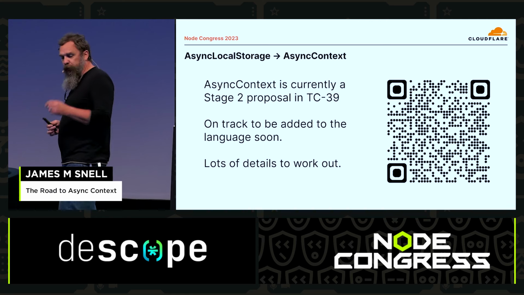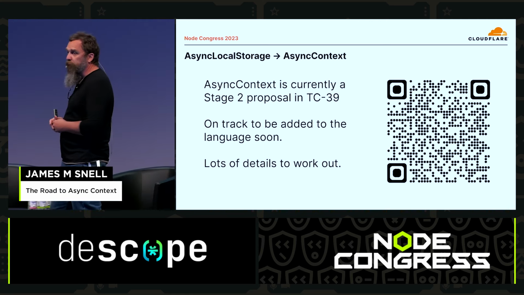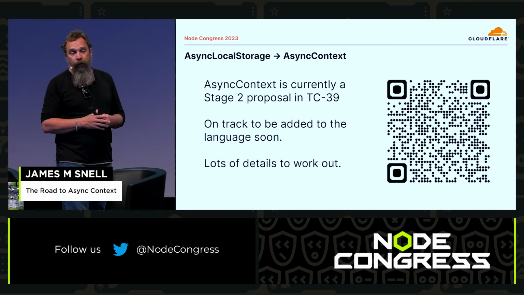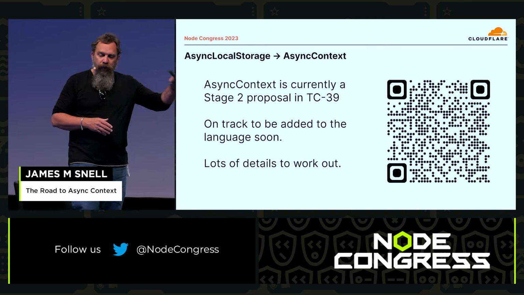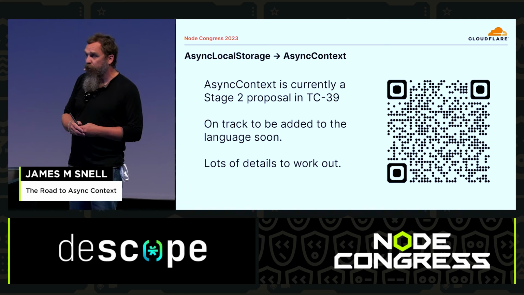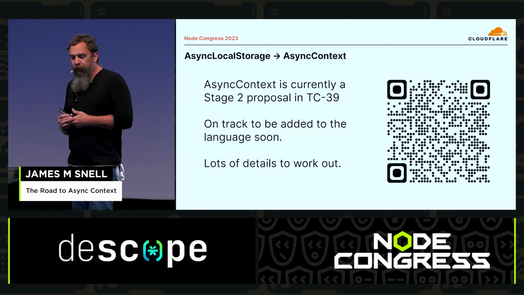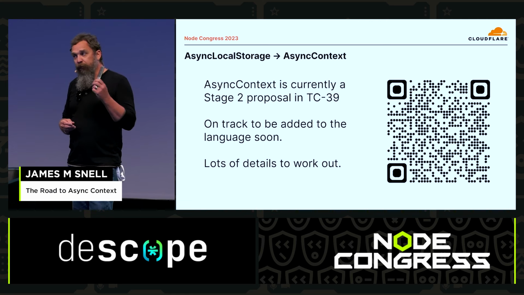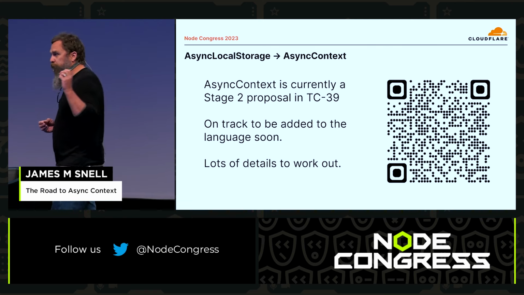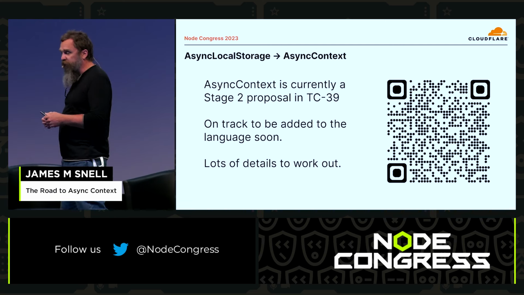The QR code sends you to the GitHub repository where this proposal is being worked on. It is in active development right now. It's at stage 2. It is expected to go to stage 3 a little bit later this year. There are a lot of unanswered questions, things that they're still working through. Most of the API, though, is stable. But it is on track to be added soon. If you have an interest in this, they are seeking more input on use cases and just general questions on how this is going to be used.